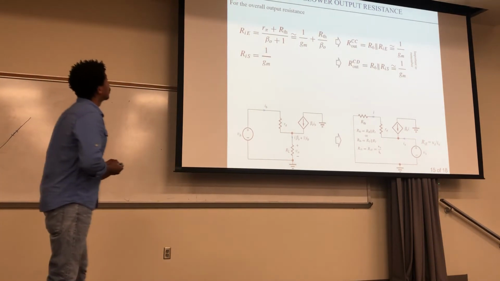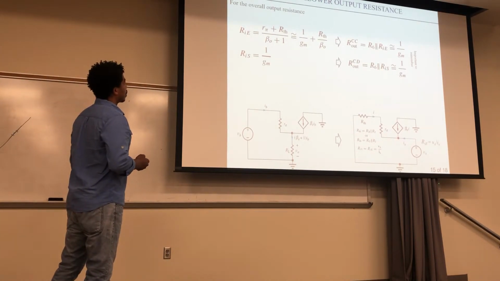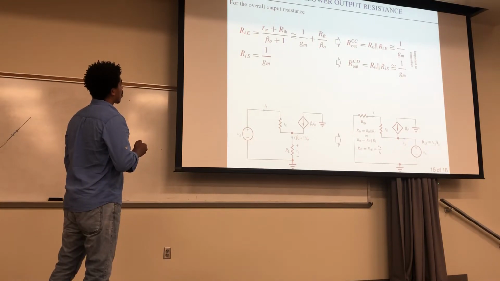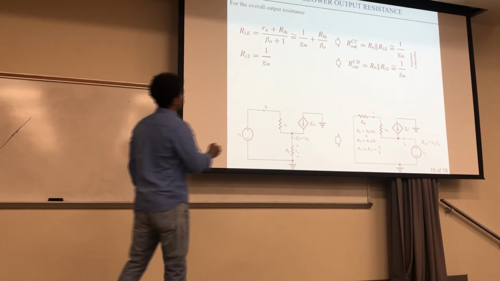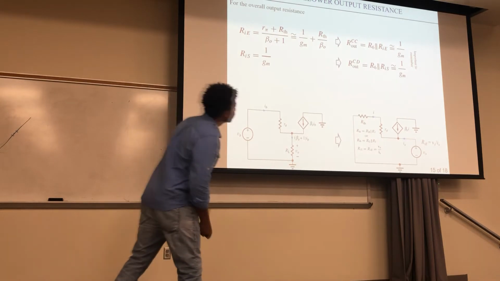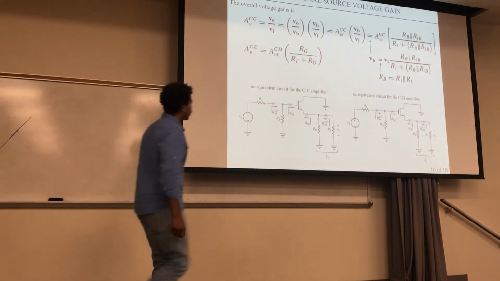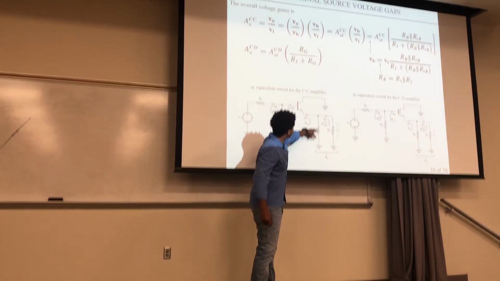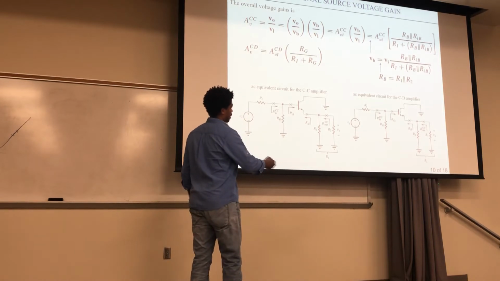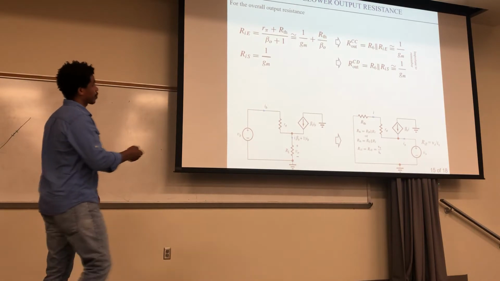Okay, so for the overall output resistance, what we have here is the RIE, right? And we found out that it equals this. So your output resistance, your RCC, is your RIE in parallel with R6. Let me see. R6 right here, that's the R6 that they're talking about. So they're just in parallel. Okay, so that's where that came from.